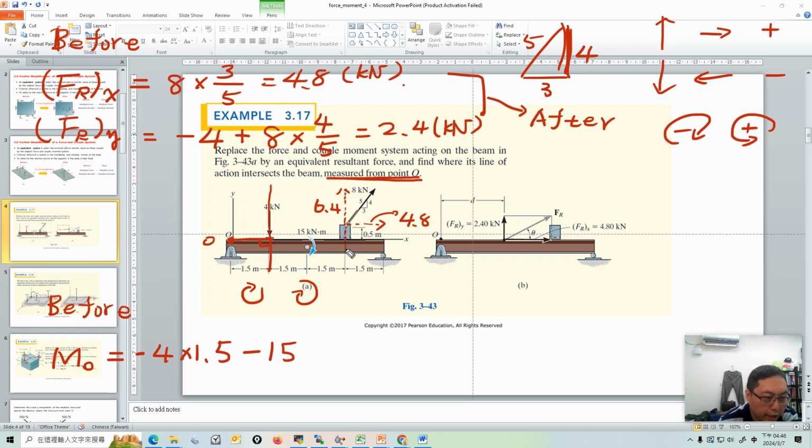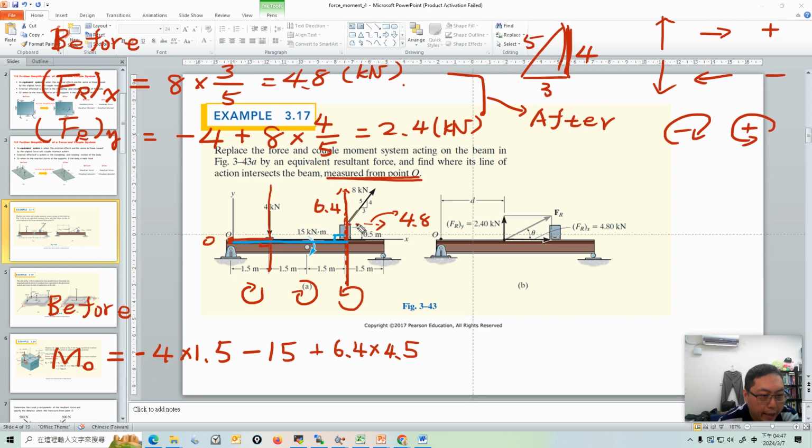So let's draw a line of action here. The line of action is here, and the reference point is here. So this will give you a lever arm here. The lever arm is 1.5 plus 1.5 plus 1.5, so it's 4.5. So it's 6.4 times 4.5. Because the reference point is here and this force is upward, it will create a counterclockwise moment, and counterclockwise is positive.